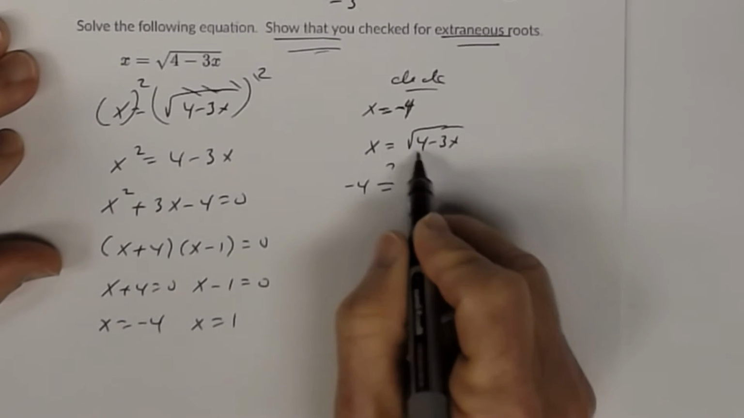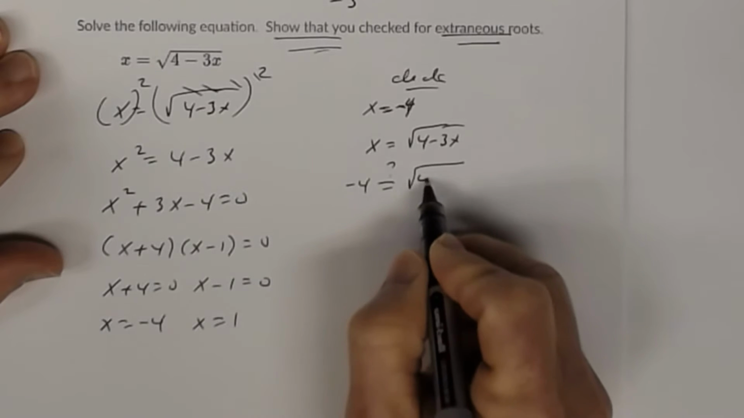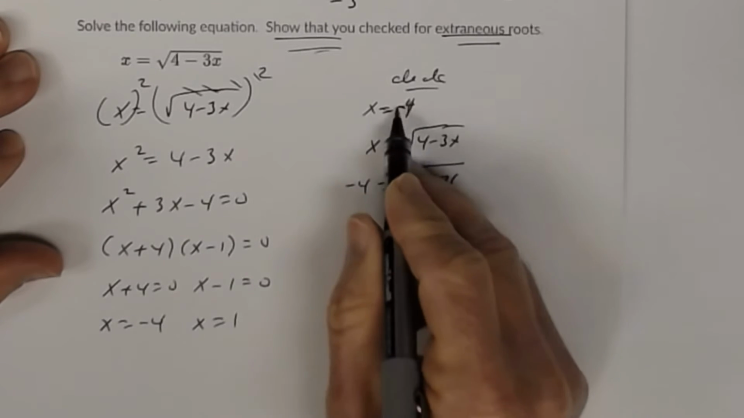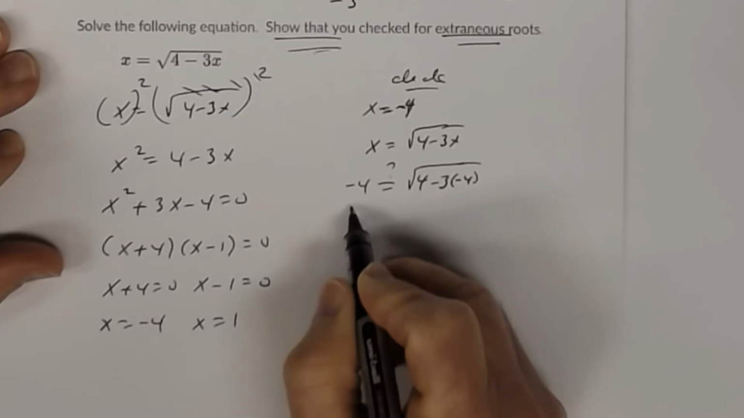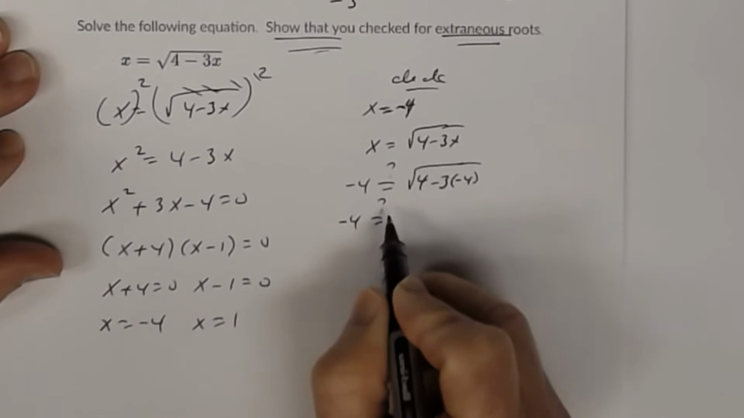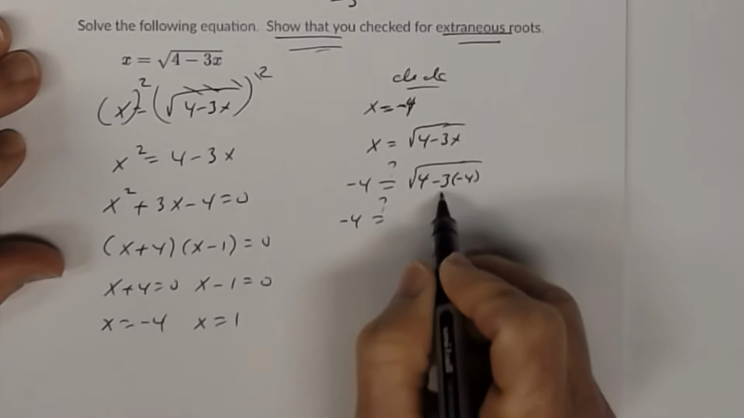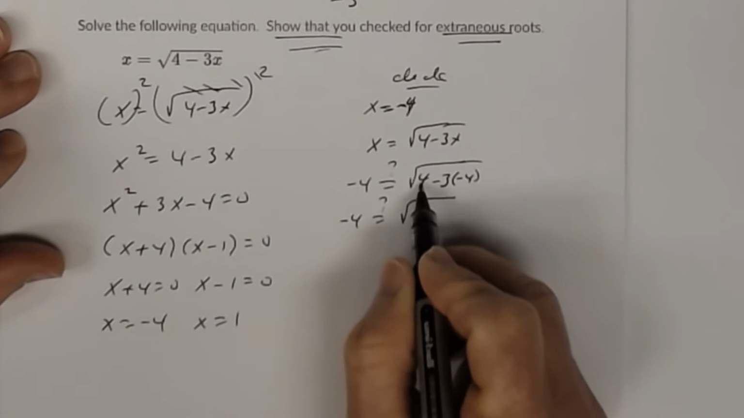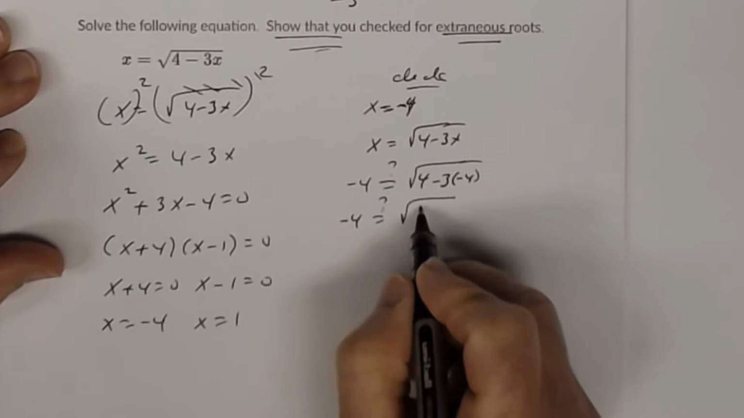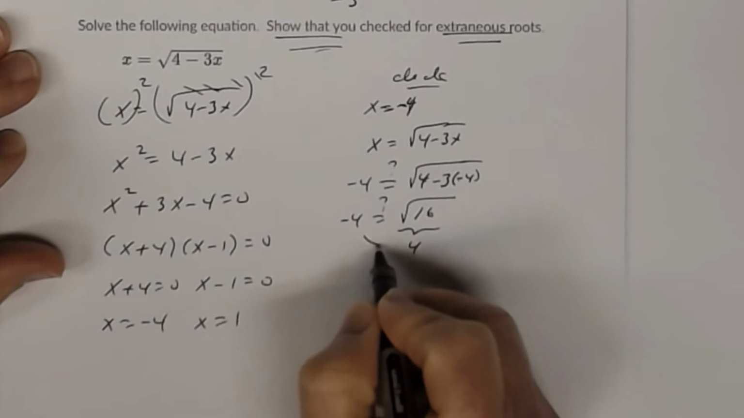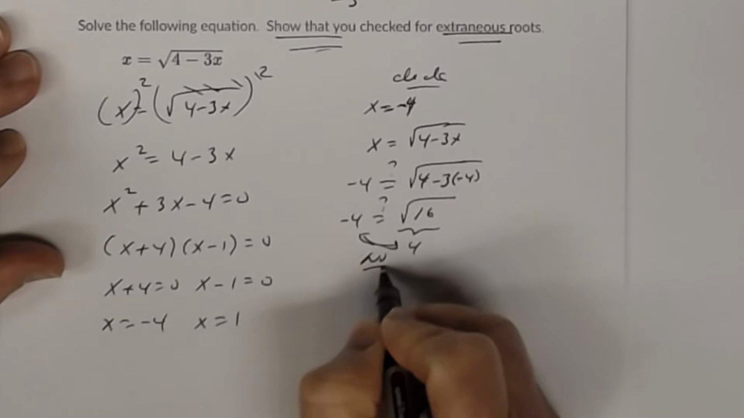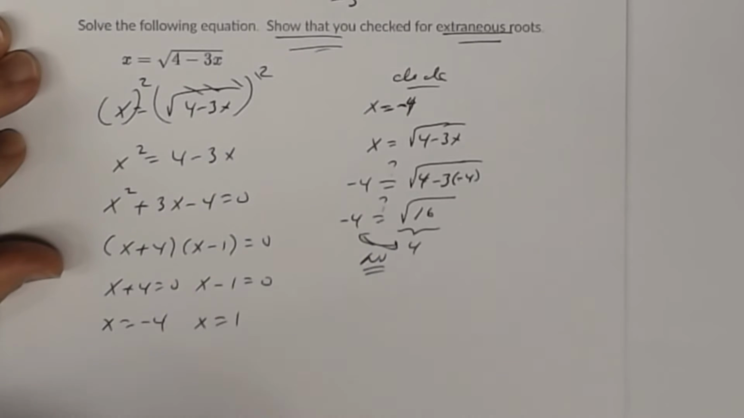I want to see if that's going to equal this side, which is the square root of 4 minus 3 times x, and x is negative 4. And so negative 4 is on the left side. On the right side, again, you're checking to see if those are equal. On the right side, this becomes 4 plus 12, which is 16. And the square root of 16 is 4, and those are not equal. Okay, negative 4 does not equal 4.